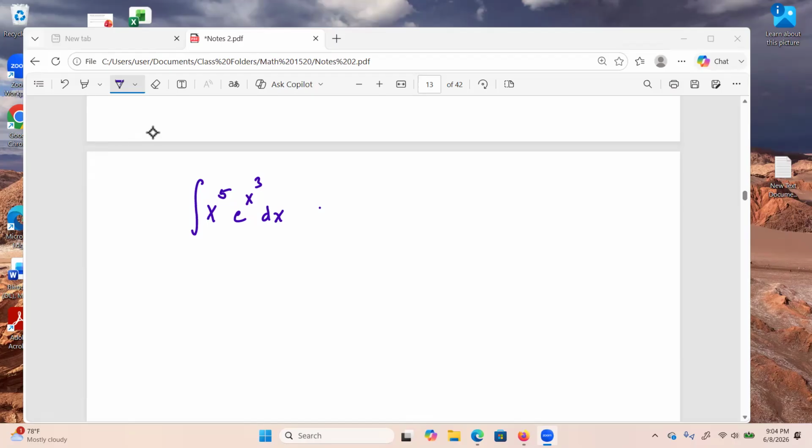All right, good evening. Welcome back to Calculus 2. We are looking at problem number 4b here. This is the integral of x to the fifth e to the x cubed dx.